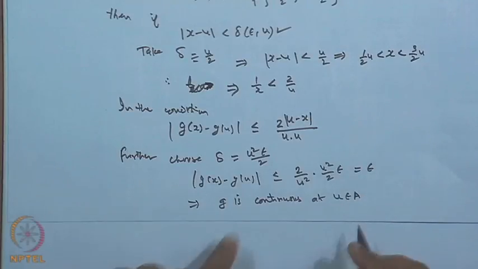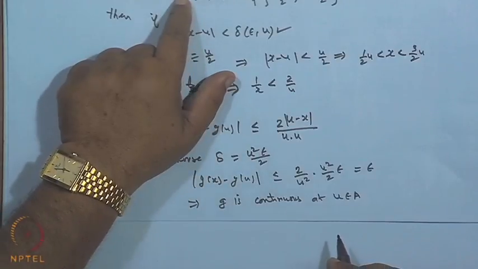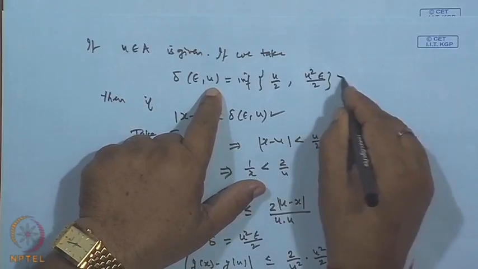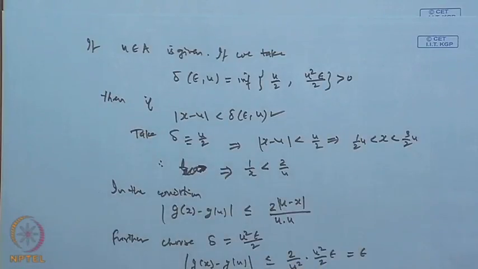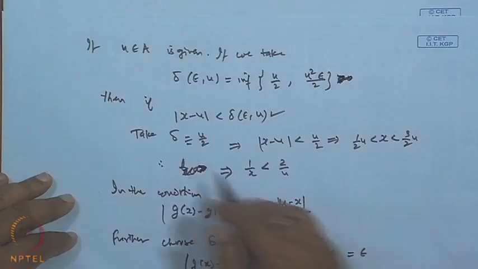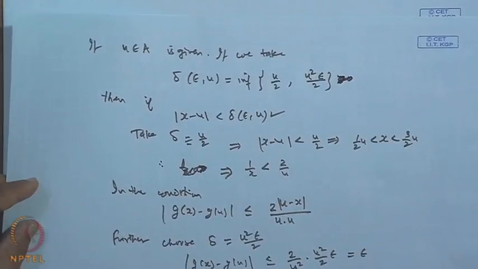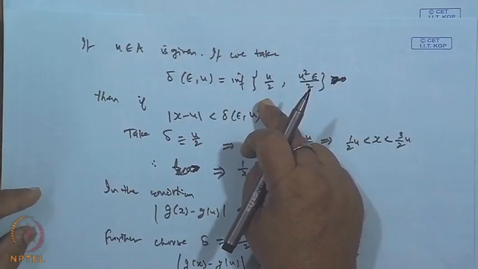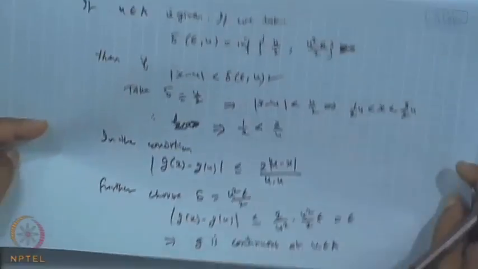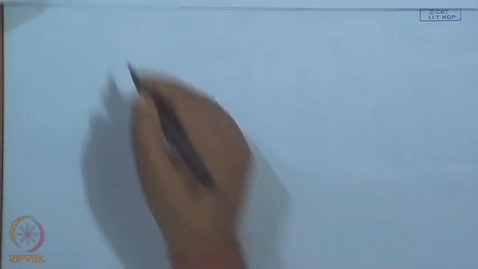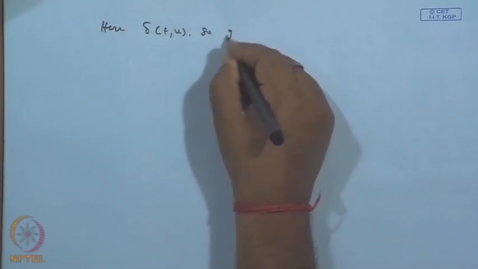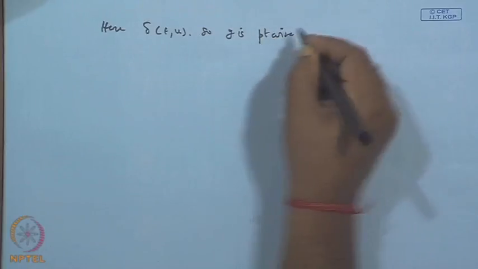Clear? But here the delta which you are choosing depends on u, which is a positive quantity. Each individual delta is positive when u is taken to be there. But when you take the infimum of all such delta, what happens to that? Here delta depends on epsilon and u. So, g is pointwise continuous.